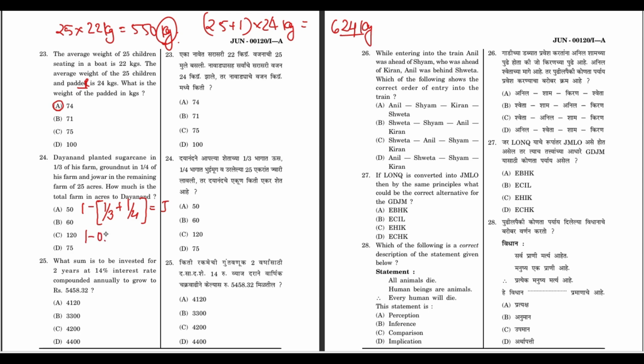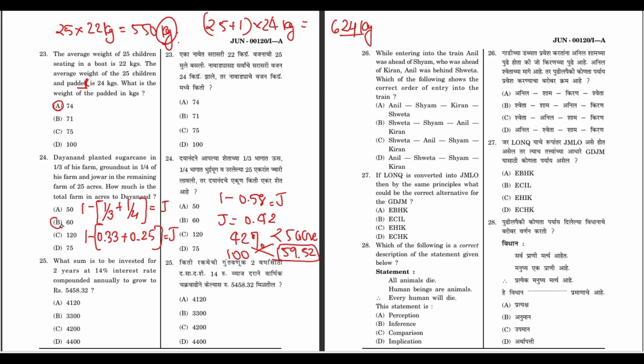So 1 minus (0.33 plus 0.25) equals jowar. So 1 minus 0.58 equals jowar. So jowar equals 0.42. That is 42%. And if jowar in the remaining farm is 25 acres, it means if 42% is 25 acres, then what will be the 100%? Cross multiply: 100 multiplied by 25 divided by 42%. So we get 59.52 acre. Correct answer is B, 60 acre.